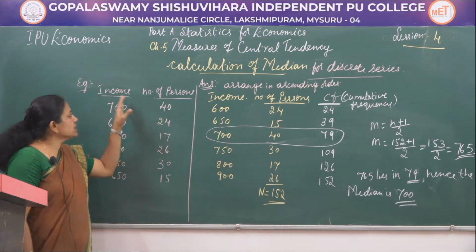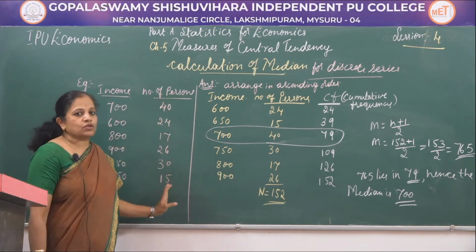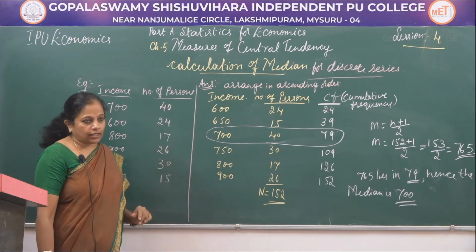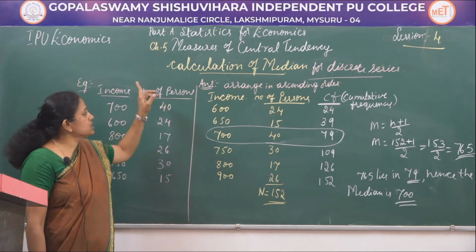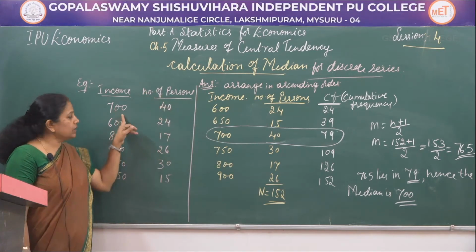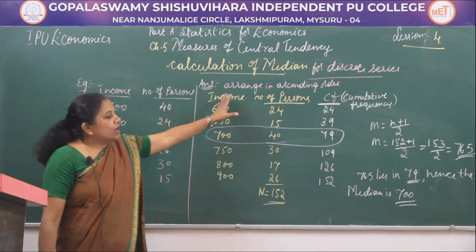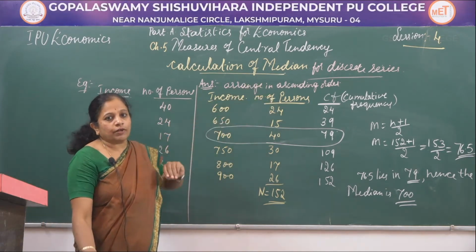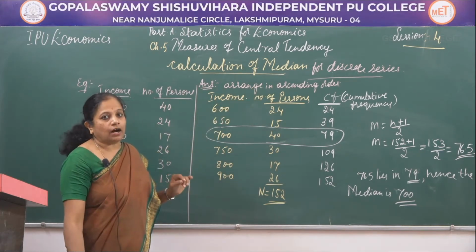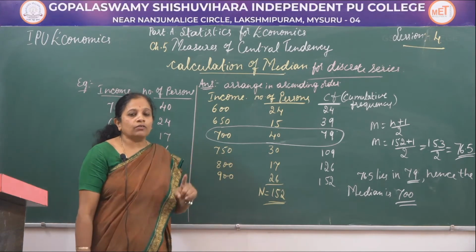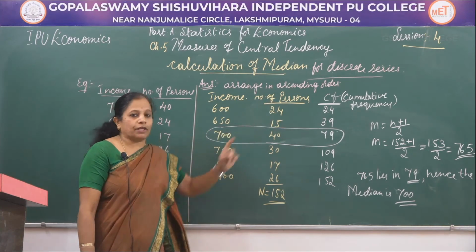The problem is, here they have given the income of the people and the number of persons who get that amount of income. So for that we have to calculate the median. So this is a discrete series, you know, in the discrete series there will not be continuous numbers. So now as in the case of individual series also, here also we have to convert it into the ascending order. Remember, we should convert the numbers of the class in the ascending order and not the frequencies.